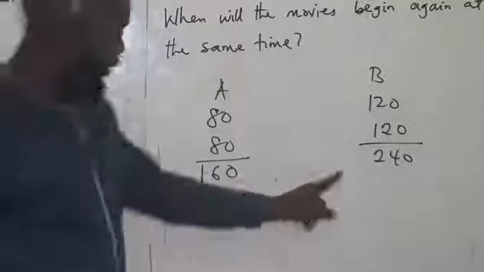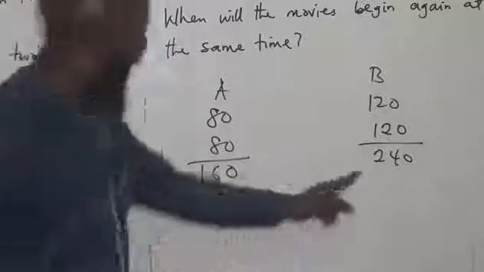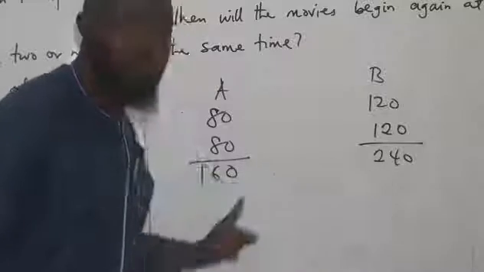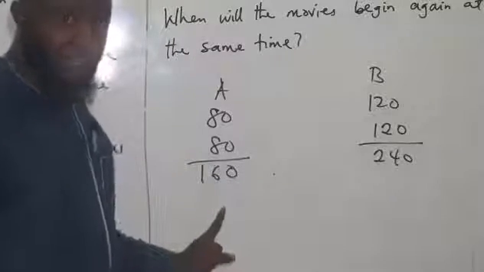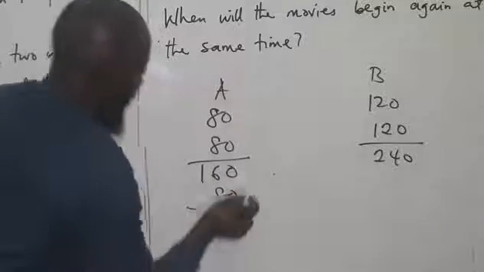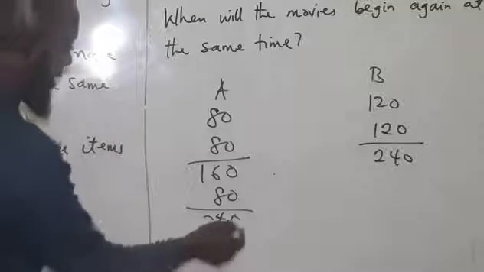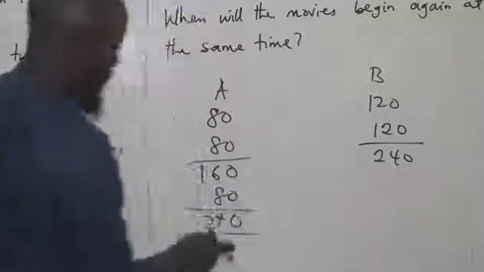This is 160, this is 240, right? So we want to assume whereby they are going to have the same number of time. Are you with me? So let's add 80 to this one again. When you add 80 to this one again, you get 240. You can see this one is 240, this one is 240.